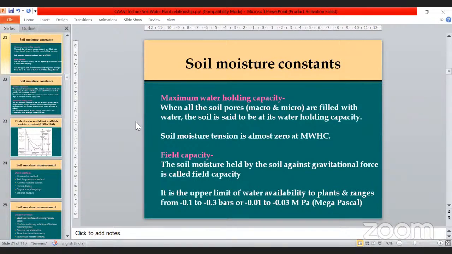In the case of field capacity, the soil moisture that is held by the soil against the gravitational force is called the field capacity. That means it has not been drained, it is not excess, but it is held by the soil only. It is the upper limit of water availability to the plants and ranges from 0.1 to 0.3 bar. I will tell you how to calculate the bar, because 1 bar is equal to 1073 centimeter column of water. This much pressure is used in the experimentation, converting it into how many centimeters of water column are required to create one bar of pressure. How much pressure it is creating, the same pressure is required to extract the water from the soil for the plants.